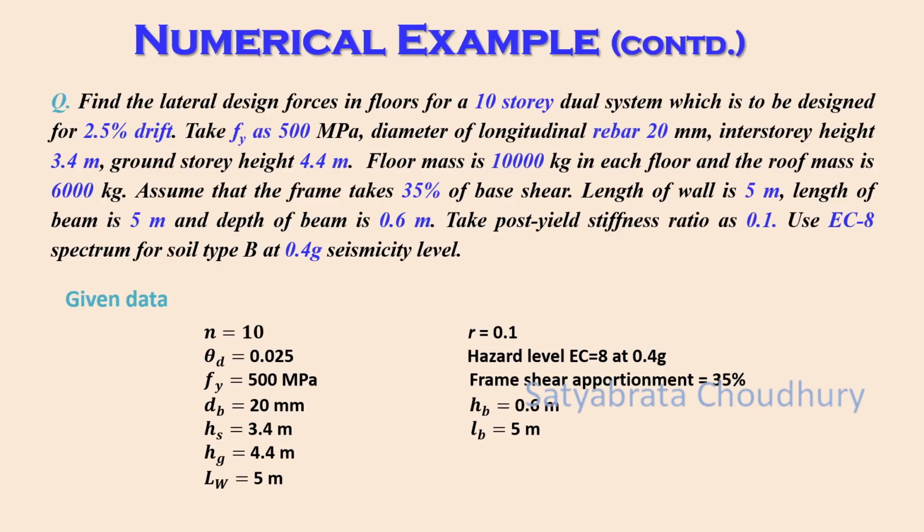We again take up the numerical example we started earlier, just I am showing it here. This is a 10-story building to be designed for 2.5% drift. Other required parameters are given here, and the relevant properties are also shown in terms of the symbolic representation: LB, HB, length of beam, depth of beam, then LW is the length of wall, which is 5 meters. So this you might be remembering from the previous video number PPT 14.